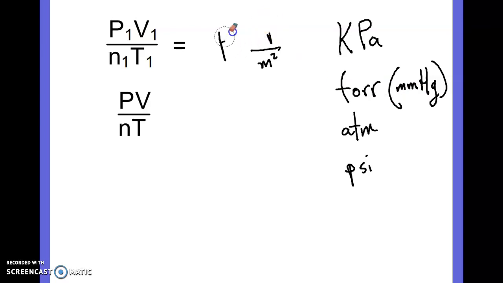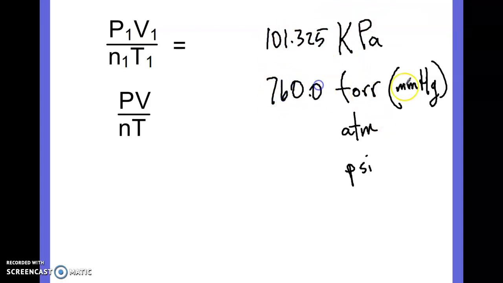For kilopascal, that standard is 101.325. You might have these memorized. At torr, 760.0. Atmospheres is 1.000. At psi, it is 14.7. Remember that's pounds per square inch. The atmospheres, of course, we invented to simplify all of these, so we don't have to use these weird numbers. Just one. So those are all the standards. Get those on the equation sheet.